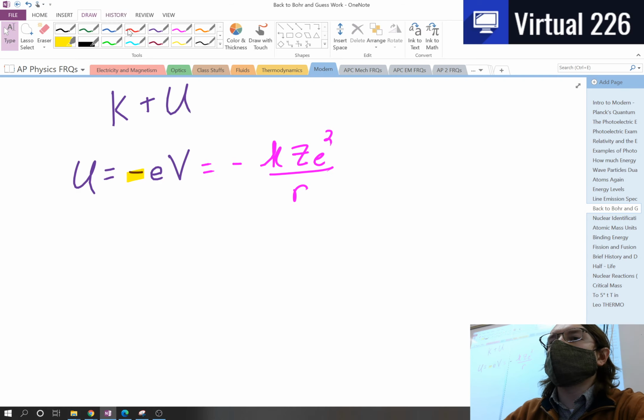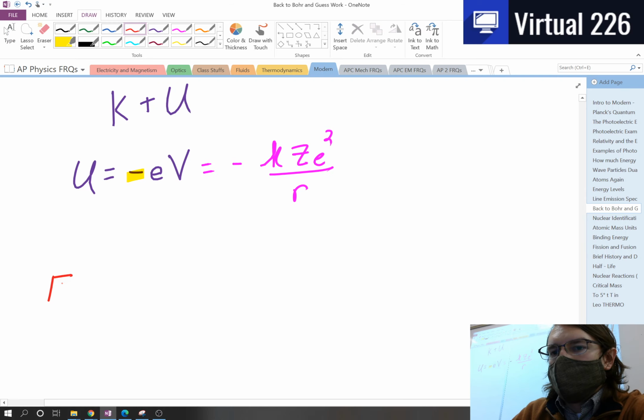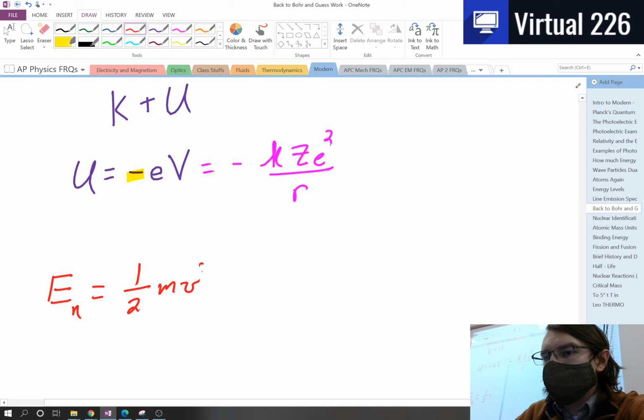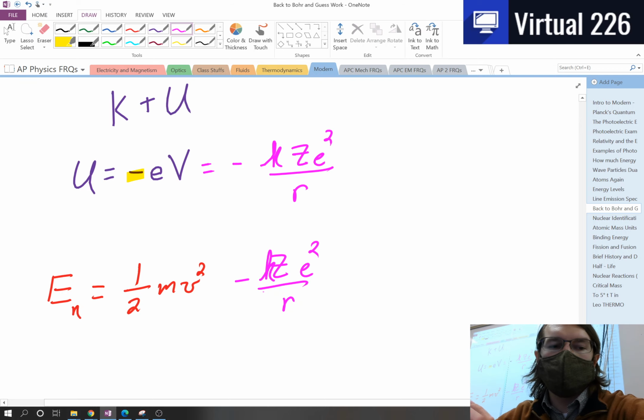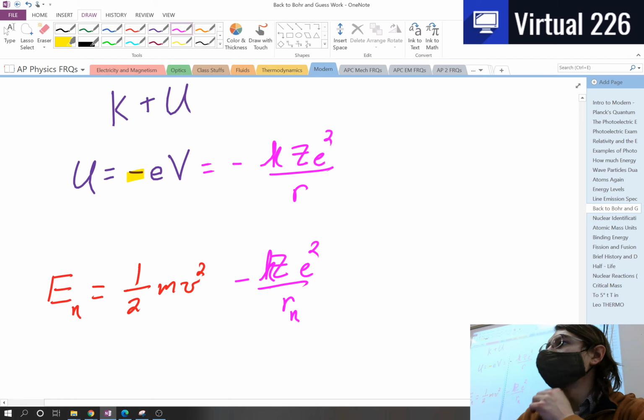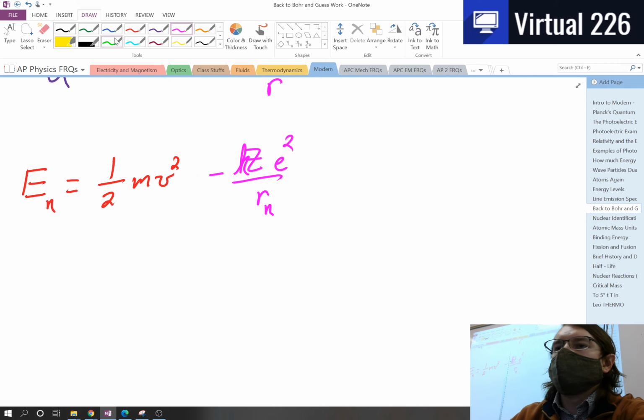And we have defined our potential as being negative. If we want that total energy, what is the energy at some position? Well, we know it's going to be 1/2 mv squared, because that's kinetic energy, plus our negative kZe squared over R. That is our total energy, where this R is really Rn, the radius at some level. Now, what can we do with that?